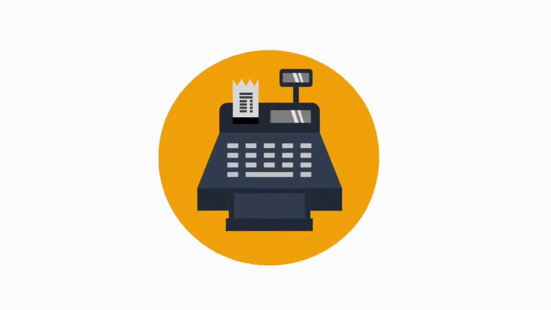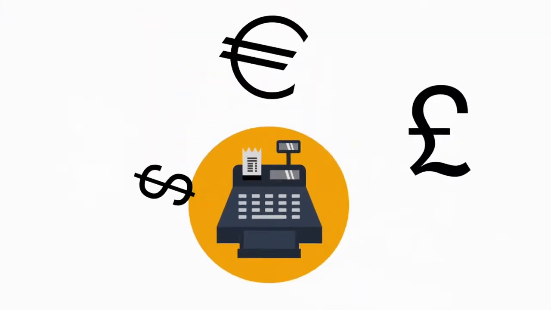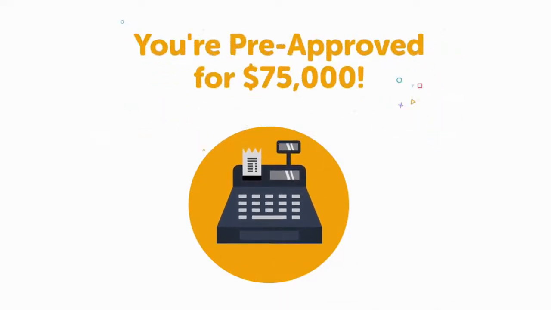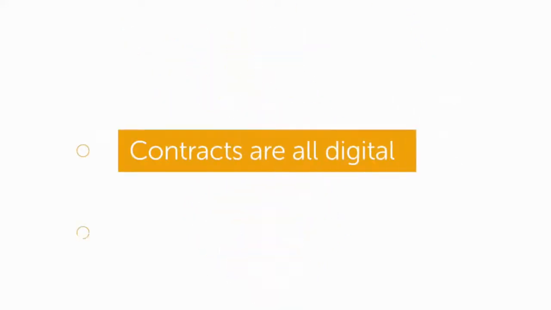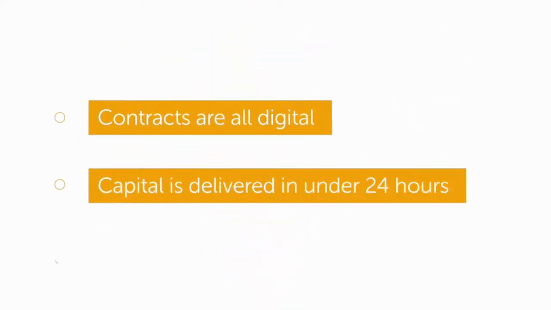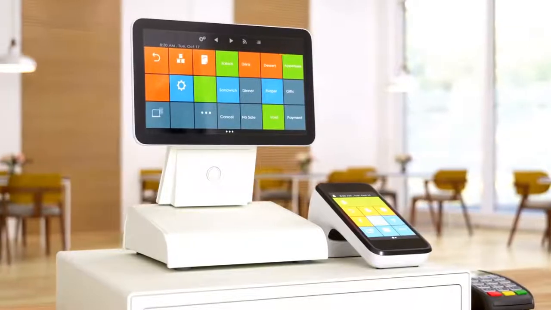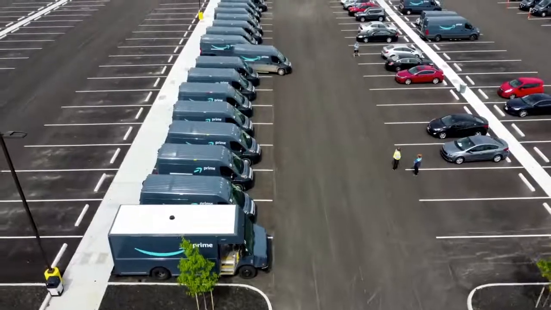Merchant platform lending works by using a small business's payment processing data in order to assess the business's health and to send that business a pre-approval offer for capital. Contracts are all digital, capital is delivered in under 24 hours, and the lender gets repaid every time a transaction takes place. But running a merchant platform lending program isn't the exclusive domain of digital giants and large online marketplaces.